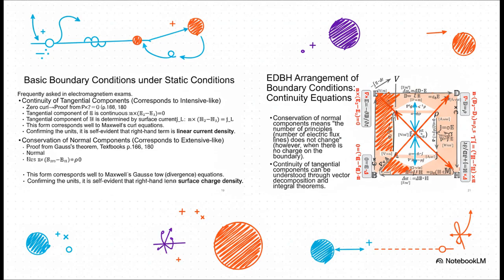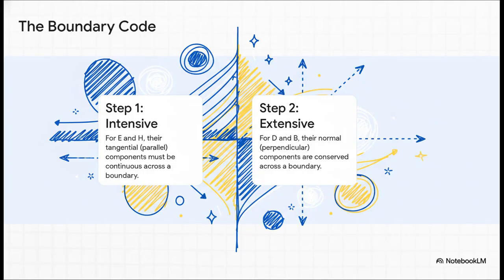It just makes sense. So the whole thing can really be boiled down to a super simple two-step process. First, you just ask, is this quantity intensive-like, like E or H? If it is, its tangential component is continuous. Step 2, if it's extensive-like, like D or B, its normal component is conserved. That's it. That's the secret code.